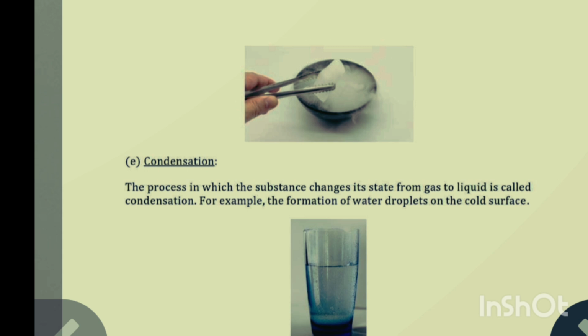The next we have is condensation. What is condensation? The process in which a substance changes its state from gas to liquid. Gas to liquid is called condensation. You can see this if you take a bottle from the refrigerator and pour it into a glass. What happens to the outer surface of the glass? The outer surface catches small tiny water droplets on the cold surface. This is an example of condensation. Condensation is the process in which a substance changes its state from gas to liquid. Example: water droplets on a cold surface.